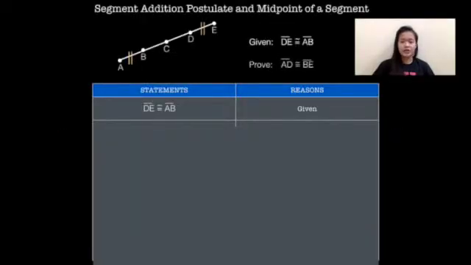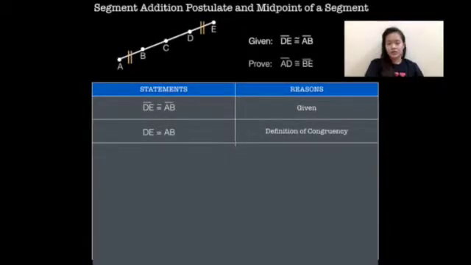The first thing to do in proving any item is to always write the given, where segment DE is congruent to segment AB. Since the given is a congruence, to be able to use it, we must change it to an equation of equality. This is where definition of congruency comes in. We change the given to DE is equal to AB.